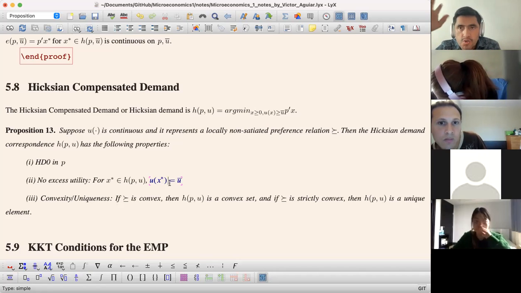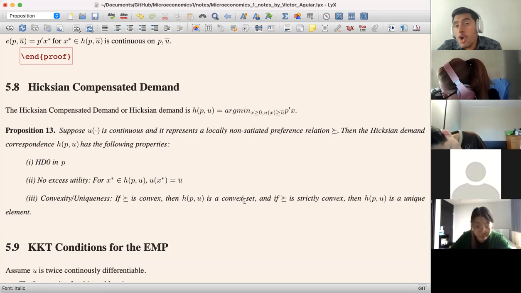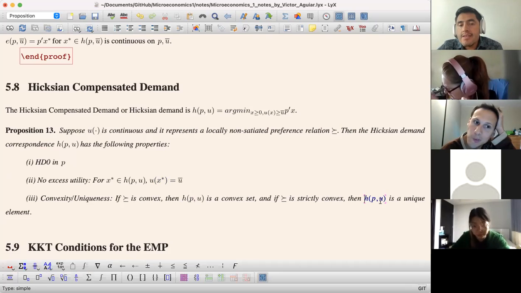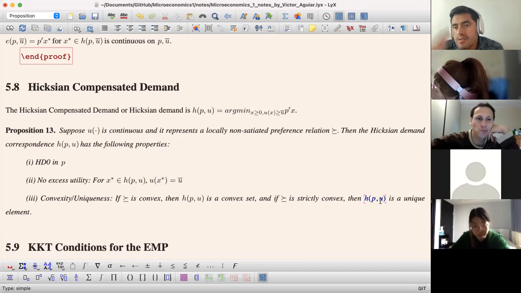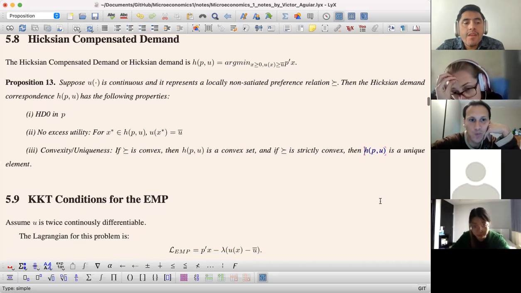And finally, as usual, Mas-Colell throws in additional assumptions. If preferences are convex, which we discussed in the previous class, then the Hicksian demand is a convex set. That means, in other words, that the demand correspondence is convex valued. And if the preferences are strictly convex, then the Hicksian demand is a unique element. Hence, you have a function instead of a correspondence. So nothing new here.